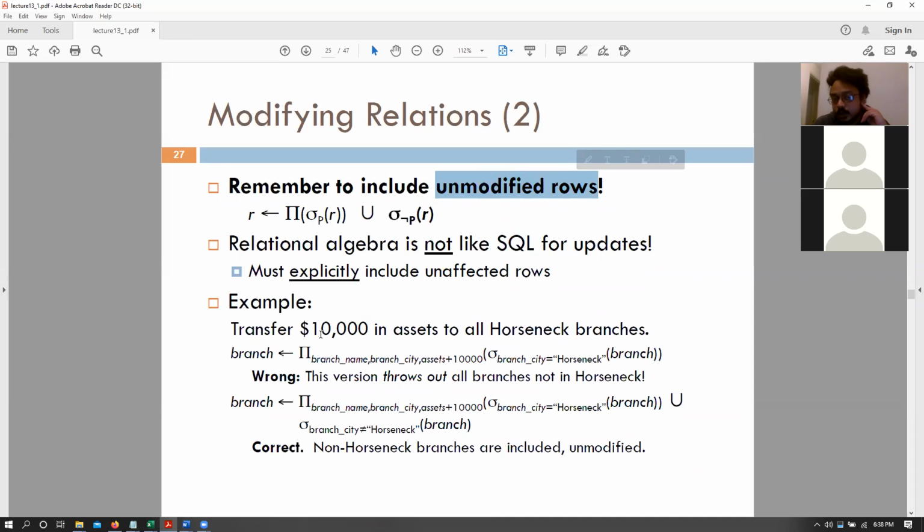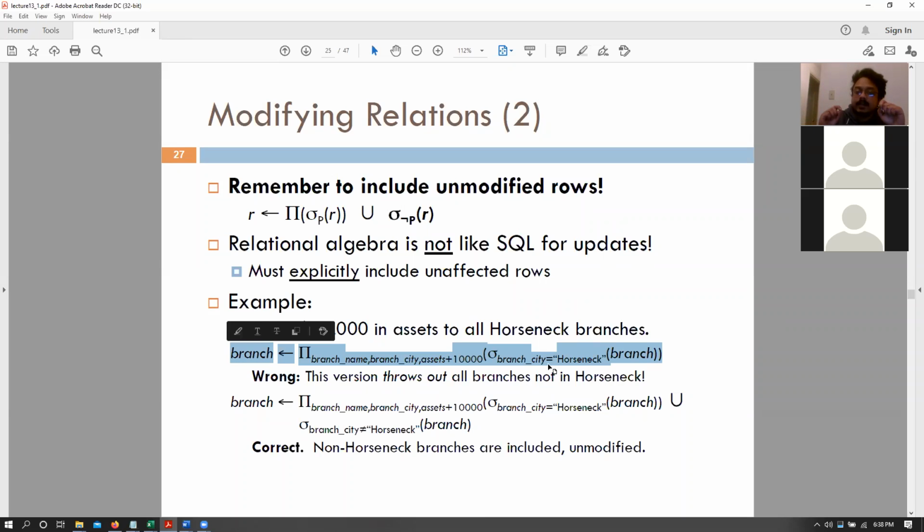So remember that $10,000 example that we had. Transfer $10,000 to all the people in the Horseneck branch. Right. So if we wrote this relational algebra as a query, branch equals select branch name, branch city, assets plus 10,000 from the branch table for all branch city Horseneck. Now this is fine, but this means that I'm going to select all the rows that have the branch city Horseneck, add $10,000 there and assign it back to branch.